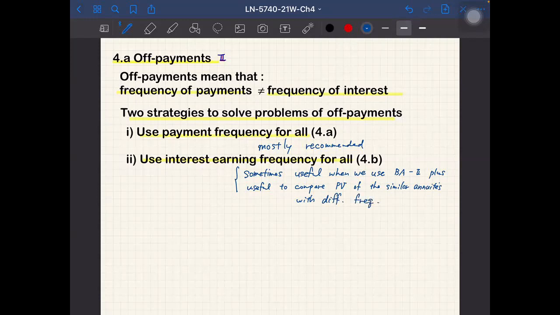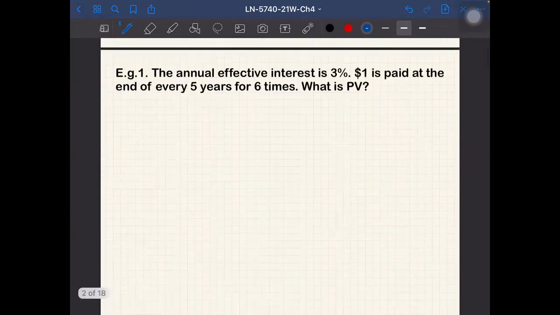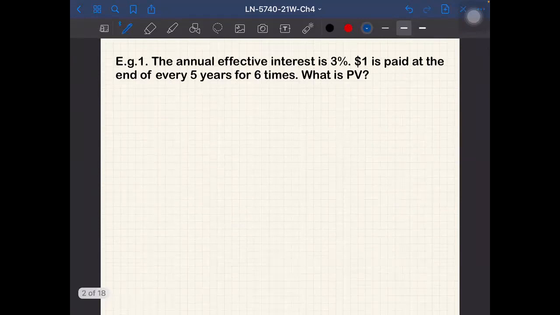Okay, so in section 4a, we cover the first method, using the payment frequency for all cash flows and interest. Basically, that is similar to what was covered in chapter 3. Okay, so the first example. The annual effective interest rate is 3%, and $1 is paid at the end of every 5 years for 6 times. What is the present value?